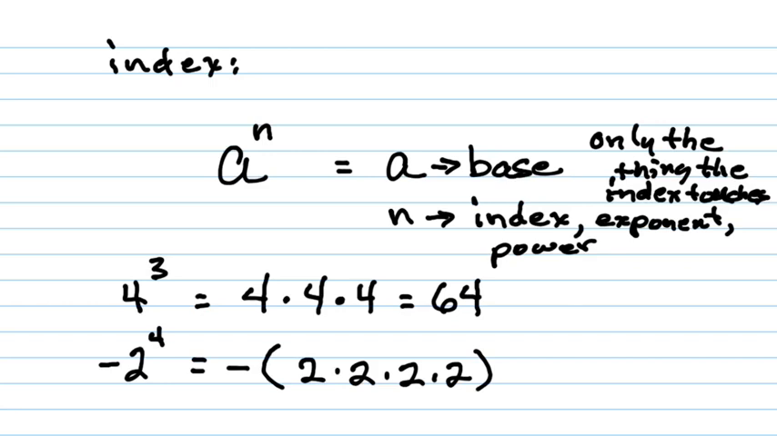Now, if I were to do that, what I would do is simply drop down the minus. It's not going to change. And now let's do the multiplication inside. 2 times 2 is 4. 2 times 2 is 4. And 4 times 4 is 16. So I end up with a negative 16 as my answer.